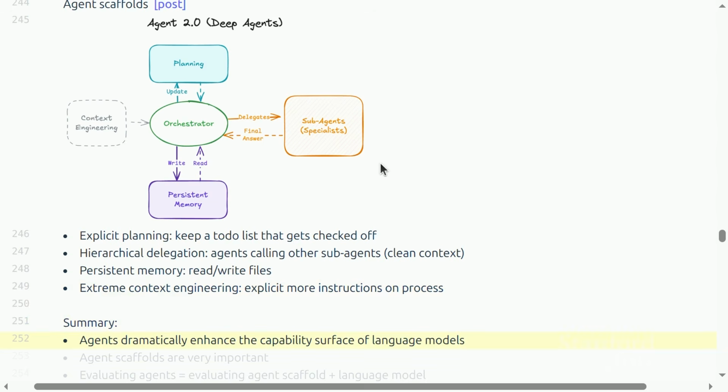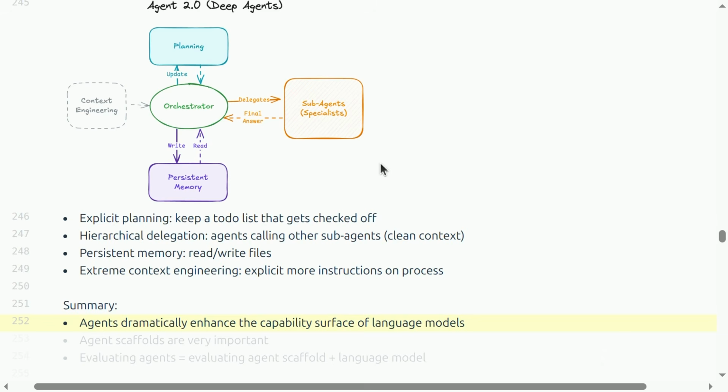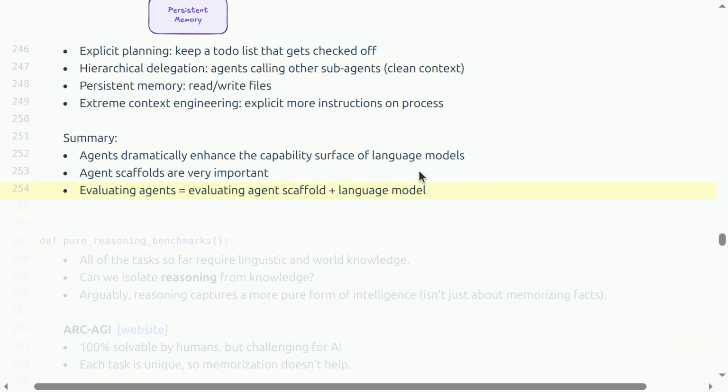Okay, so agents are exciting because they enhance the capability surface of language models. Scaffolds are very important. So really, when we talk about evaluating agents, it's evaluating both the language model and the agent scaffold.